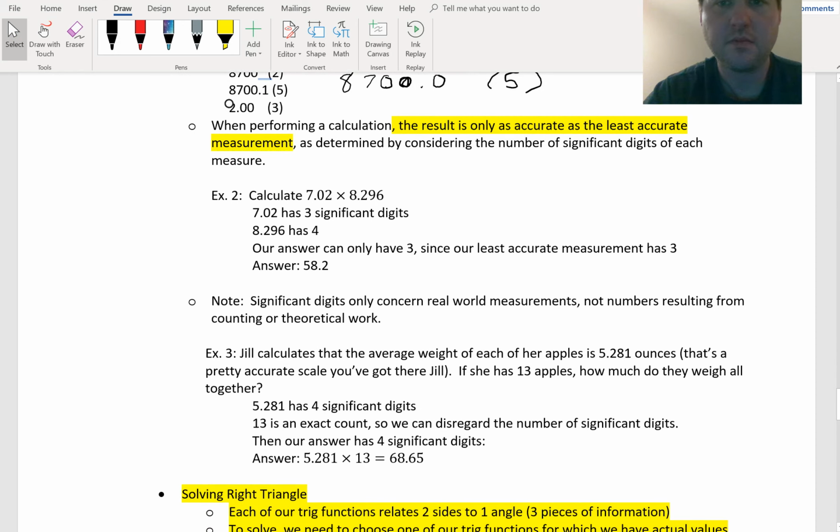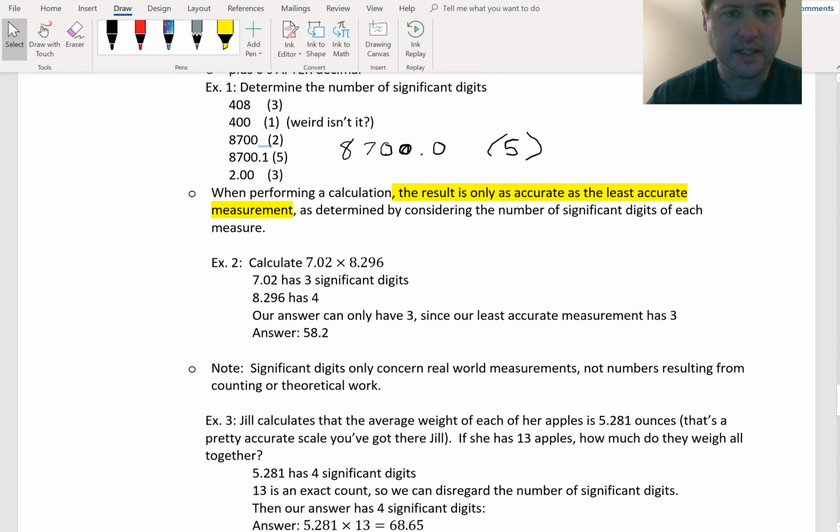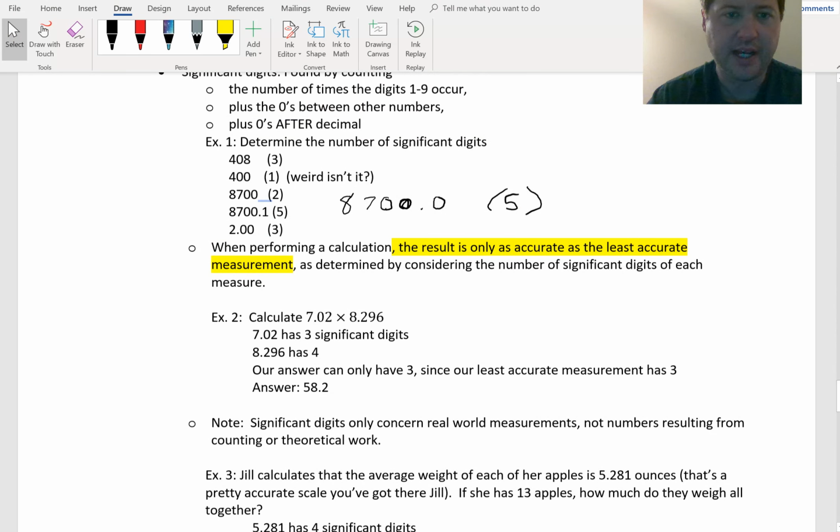All right. So we skipped a few. We skipped the last one. 2.00 has 3.